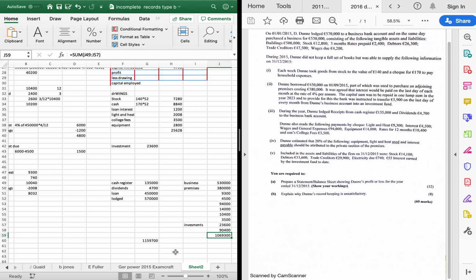I'm just looking at the marking scheme here because I wasn't 100% sure. So 570, and I bought the premises for 380. Sorry, 450 and 380. 570 and 530, that's correct. 135 and 47. And then this side to 530.